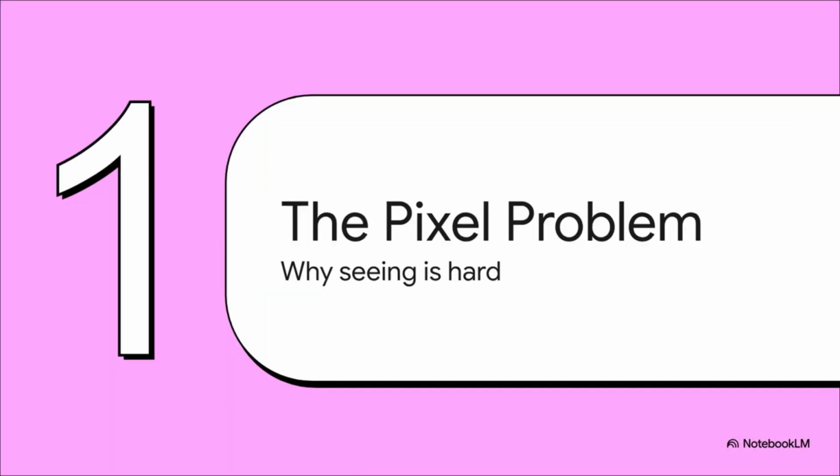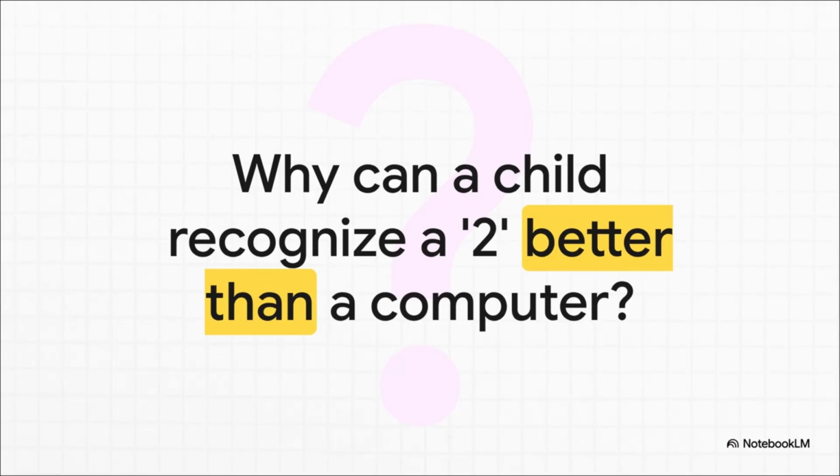Okay, so let's start with the big challenge, right? It's called the pixel problem. And it's the main reason that for decades, computers were just completely blind. I mean, think about it for a second. A little kid can look at a messy, handwritten 2 and know what it is in a heartbeat. But for the longest time, that super simple task was pretty much impossible for even a powerful computer. So, what was the disconnect?